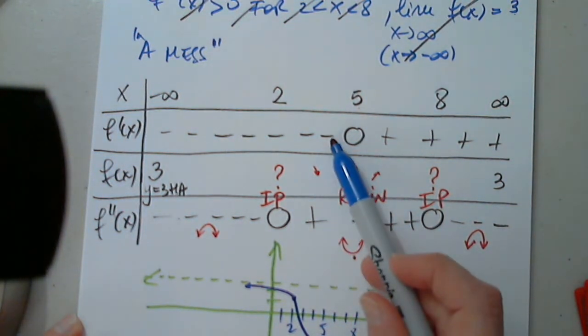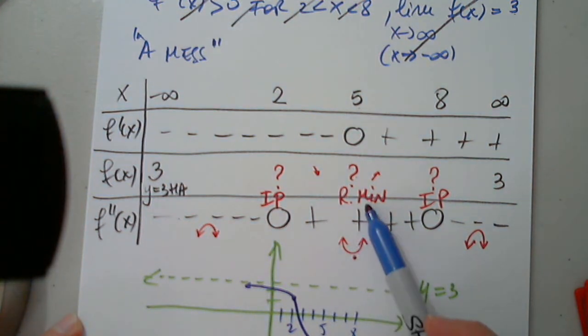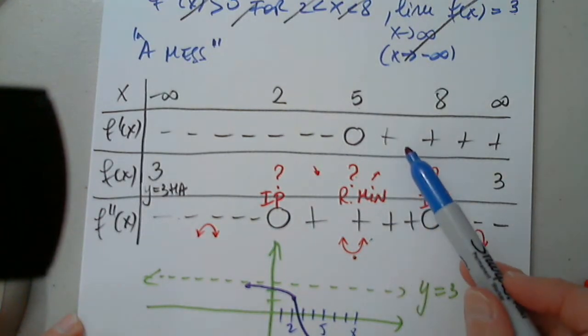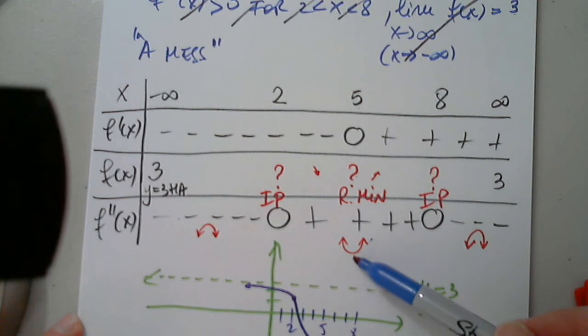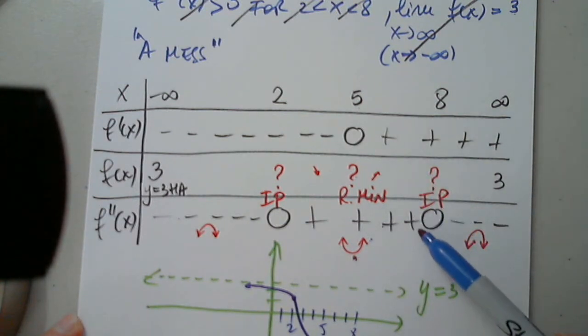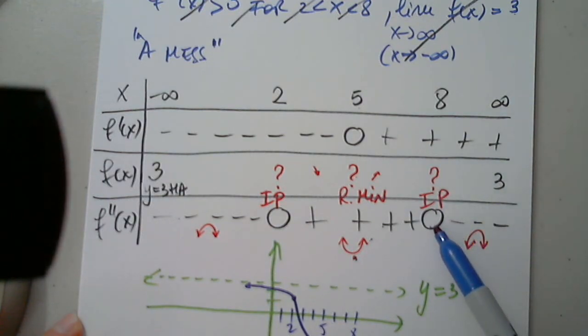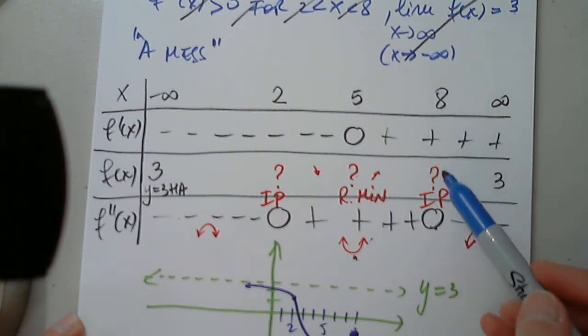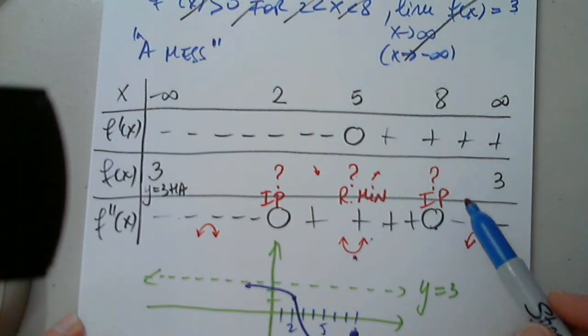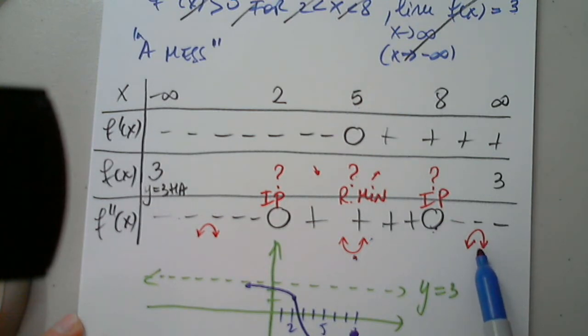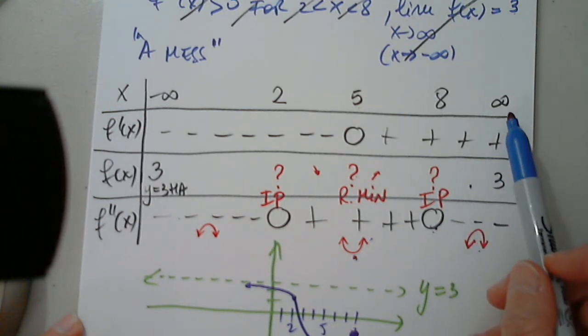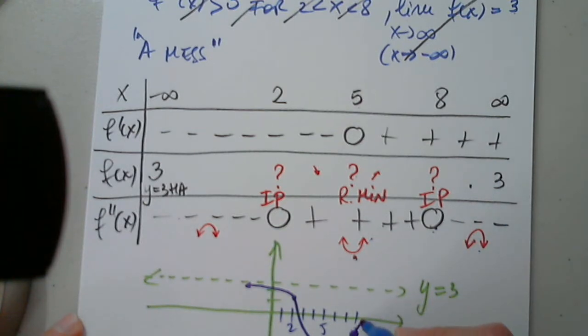Decreasing, opening up to a relative minimum. It's the relative minimum and it's increasing now. It goes up to this point, 8 comma whatever, where it changes concavity. So let's say, here's my point, 8 comma whatever you wanted it to be. It changes concavity, opening down, still increasing towards 3, which is the horizontal asymptote.